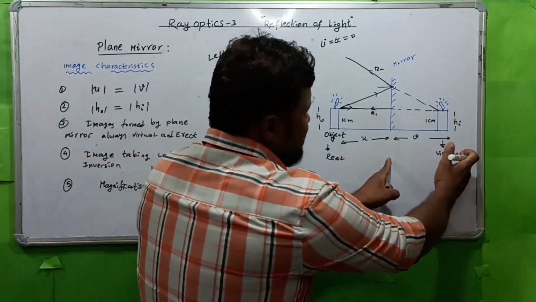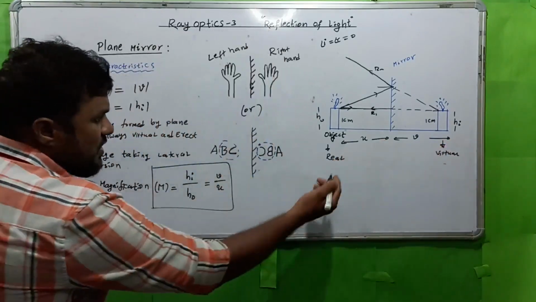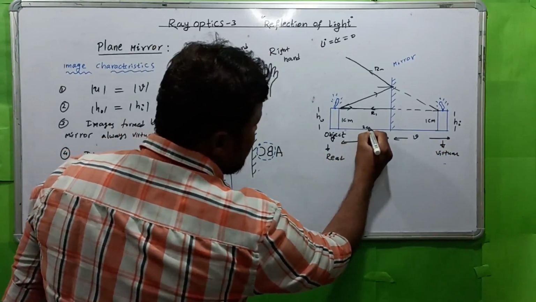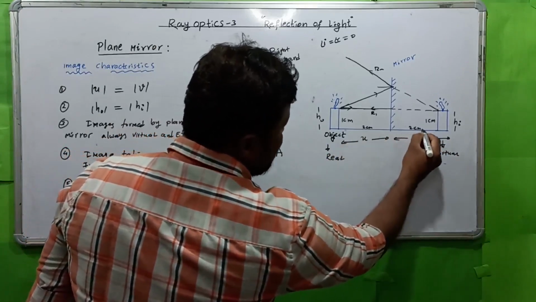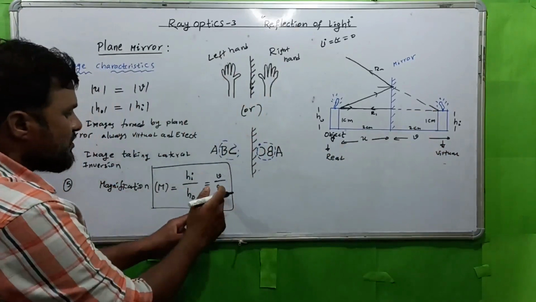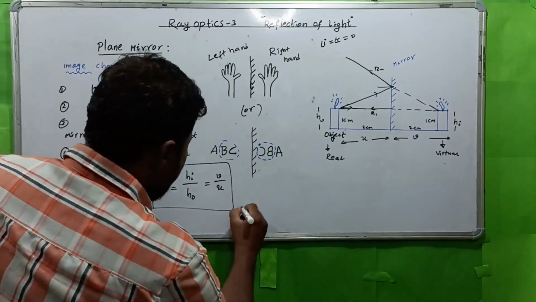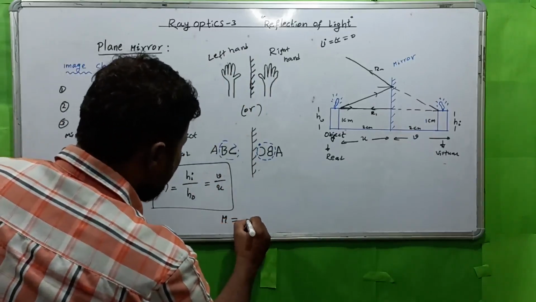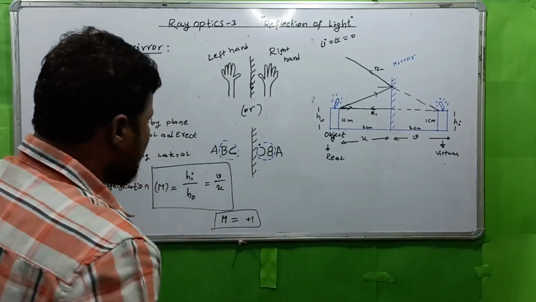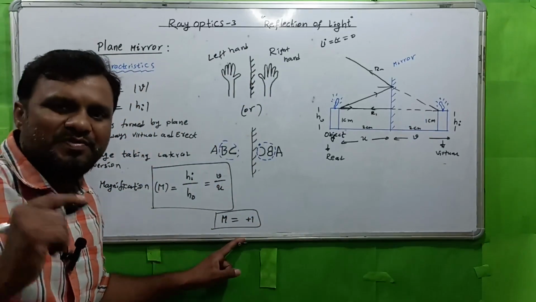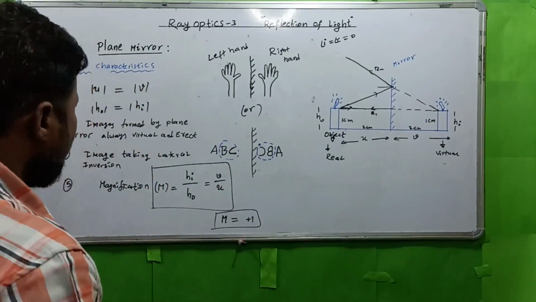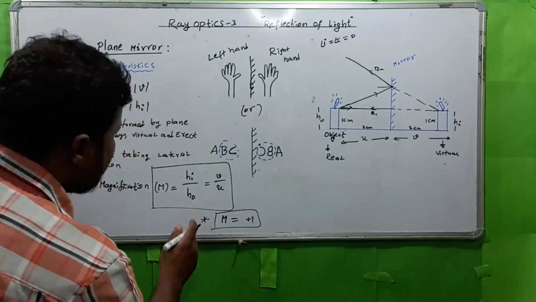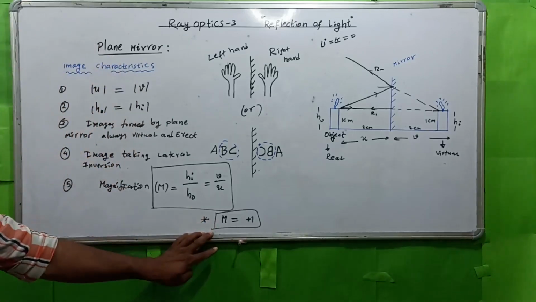Object distance and image distance also remain the same. Suppose the distance of the object is given as 2 centimeter, the image distance is also 2 centimeter from the plane mirror. 2 by 2, I will get 1. So finally, magnification is equal to plus 1. Magnification of a plane mirror is always considered to be plus 1. Very important: magnification of a plane mirror is always plus 1.